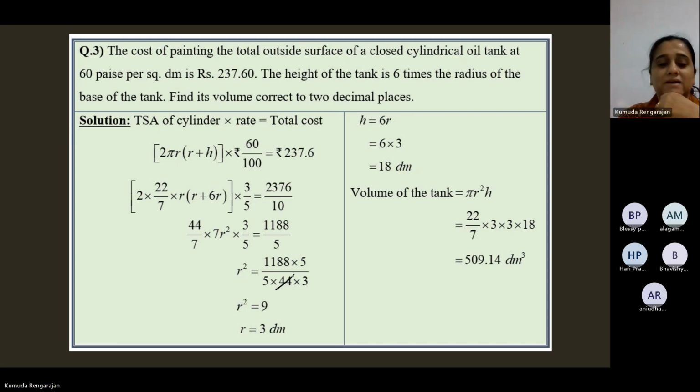So you should simplify in the tables of 11. It's exactly divisible and the answer is 9. So R square is equal to 9. So R is equal to square root of 9, which is 3. Once you find R, H you can find 6R and then pi R square H.